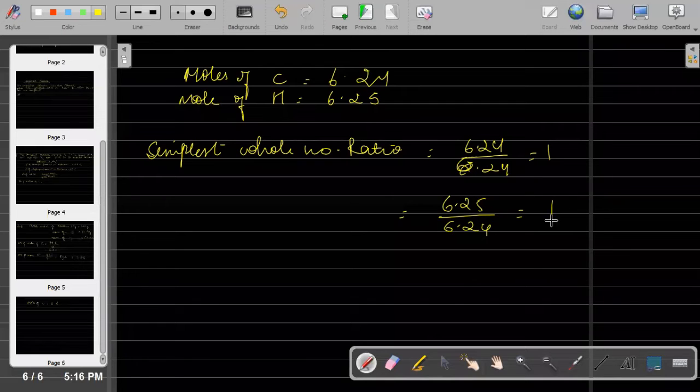You get 1. So what is the carbon? Carbon is 1 and hydrogen is 1. So it's the simplest whole ratio, and this is the empirical formula. Is it clear? Yes, ma'am. Okay. Now I'm going to move to the next question.